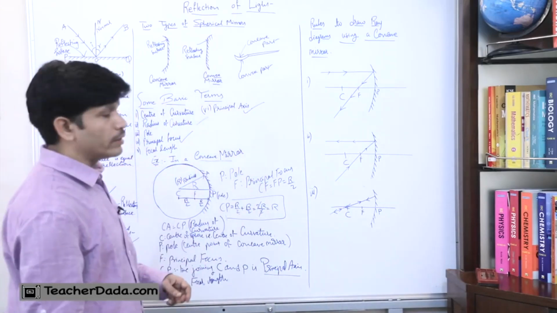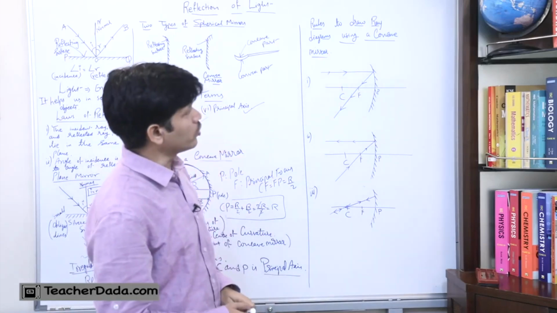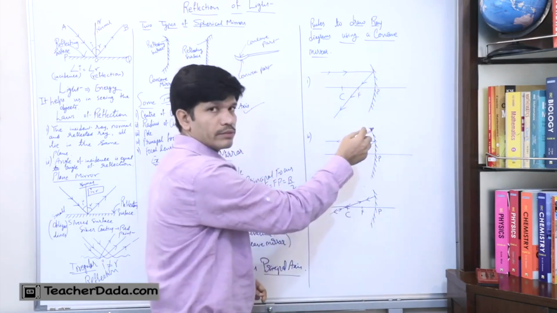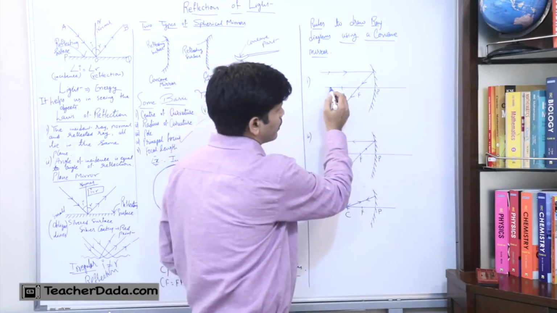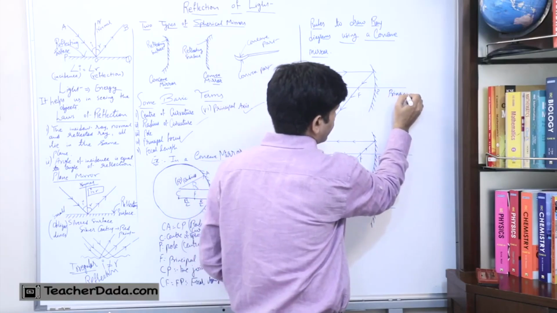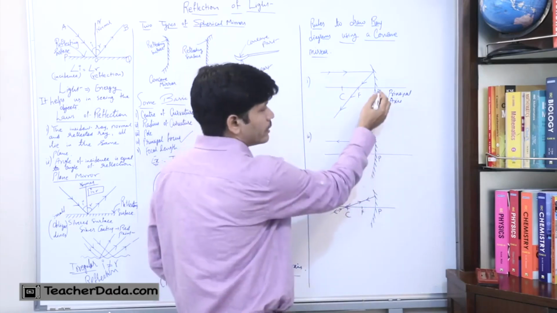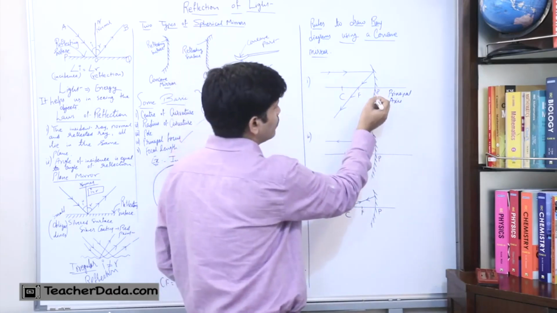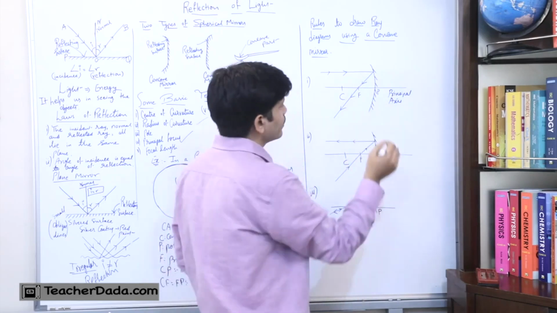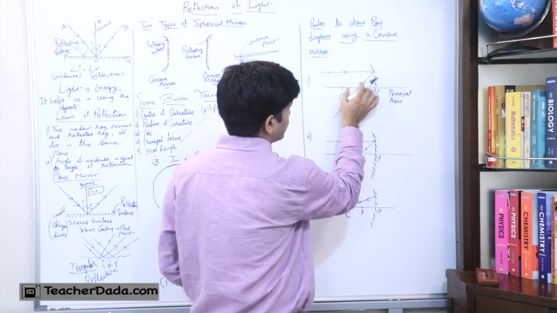Now let us see some rules for how to draw ray diagrams using a concave mirror. I have drawn a concave mirror like this, and I have made the principal axis. This axis is known as the principal axis. Capital P is the pole, which is the center point of the concave mirror, and we have also taken the center of curvature. Now these are at equal distances.